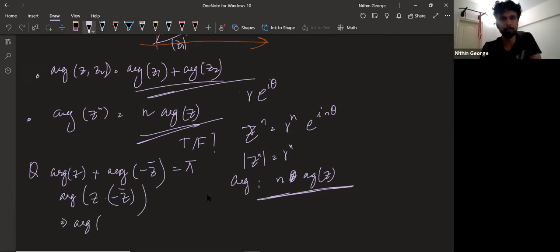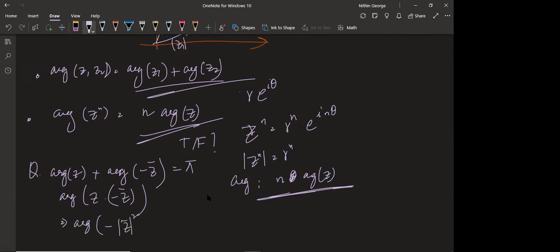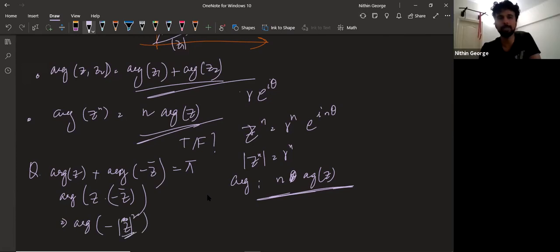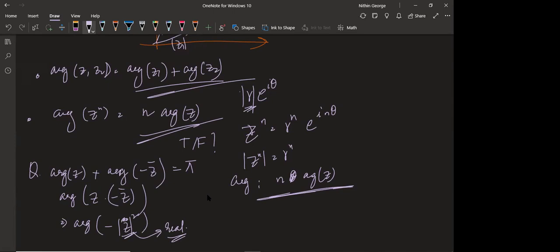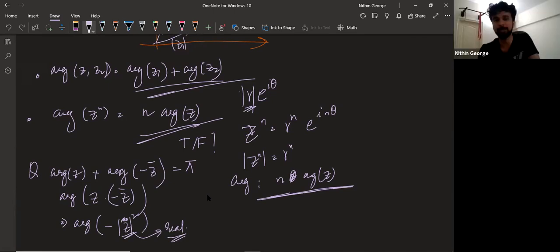So we have the argument of this as minus modulus of z whole square. Now, modulus of z square is a real number. You know that, right? Modulus will have to be a real number, right? So modulus of z square is a real number, and this is a negative real number.